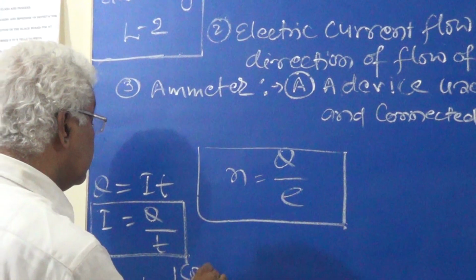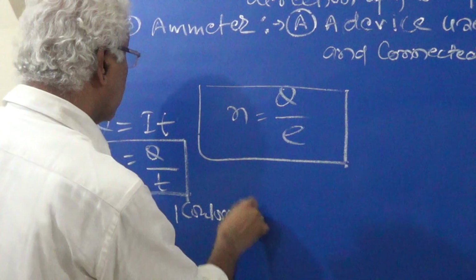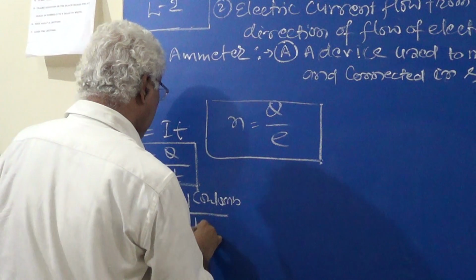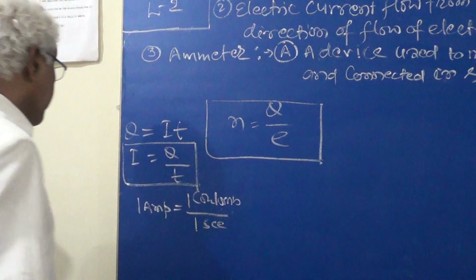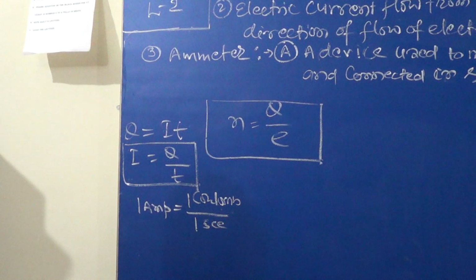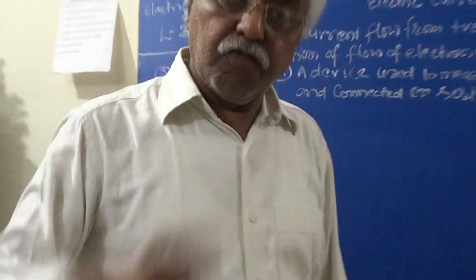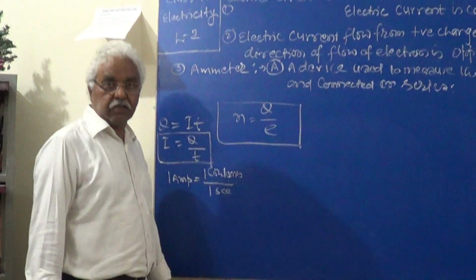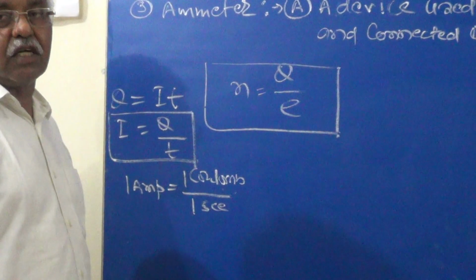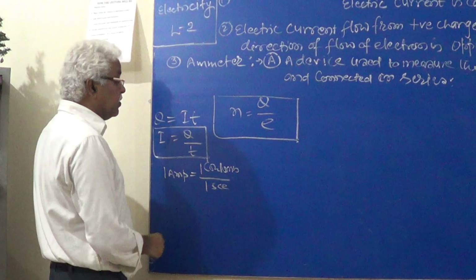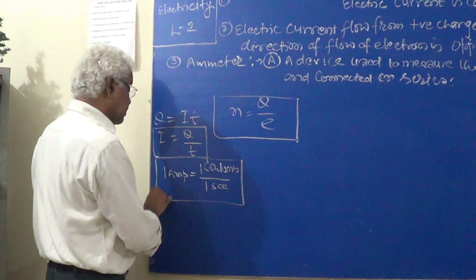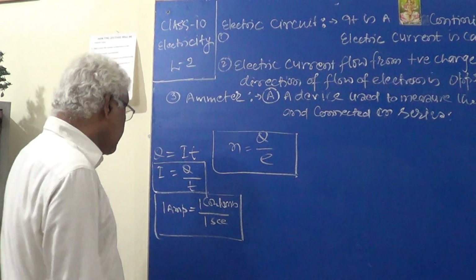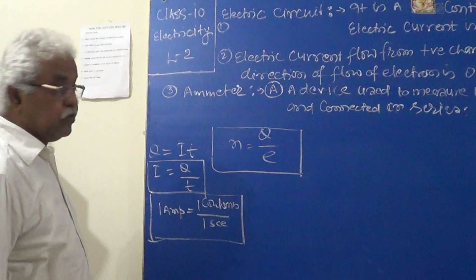1 coulomb upon 1 second. If 1 coulomb charge flows through a conductor for 1 second, then we say that 1 ampere current is passed. Now children, 1 ampere का definition आप draw कर चुके हो.